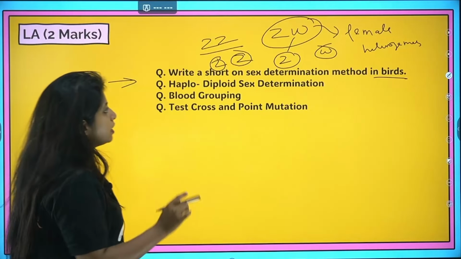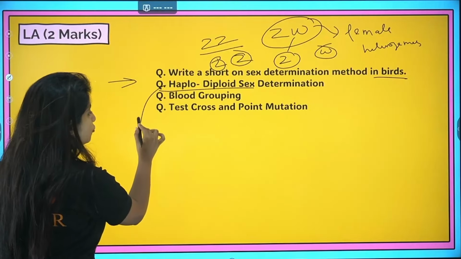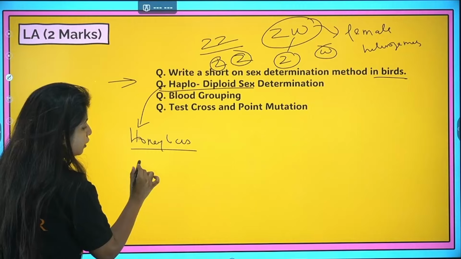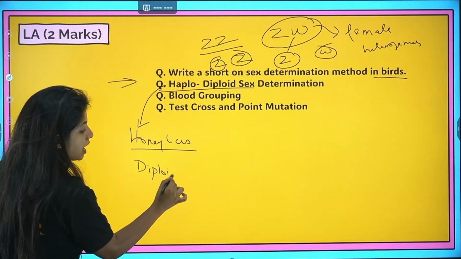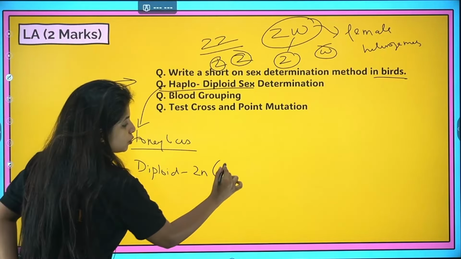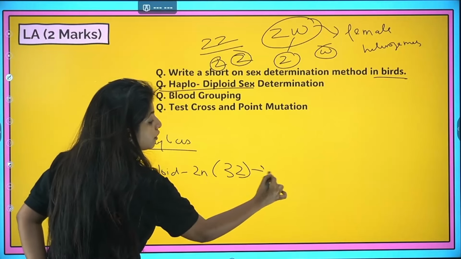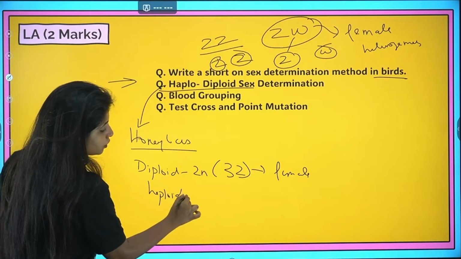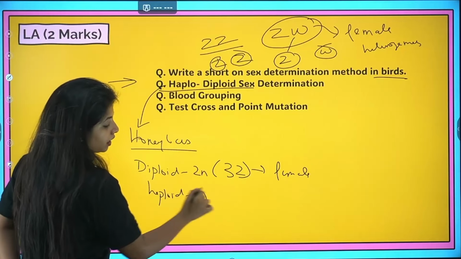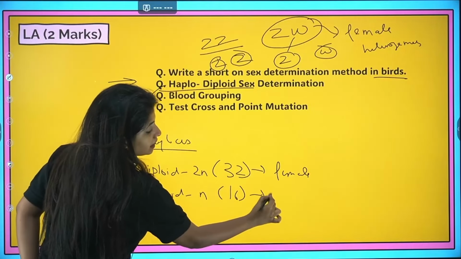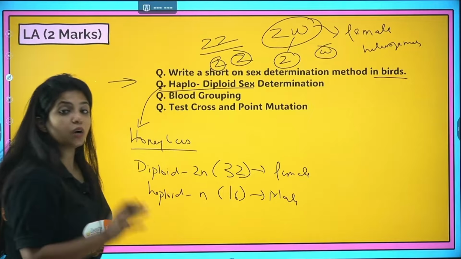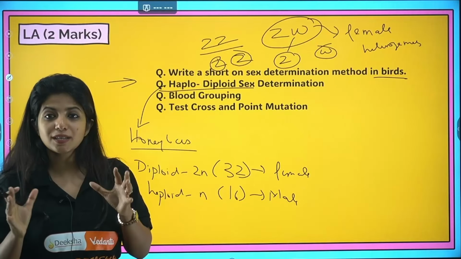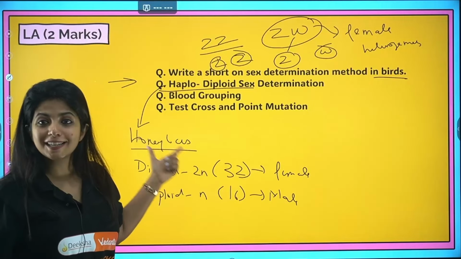Now, haplodiploid sex determination, where do you find it? You find it in the case of honeybees. What exactly happens over here? If it is diploid, that means it has double the number of chromosomes, so in them it is 32, and it would be a female. On the other hand, if it is haploid, that means they have half the number of chromosomes. Half of 2n is n, right? So they will have just 16. In that case, it will turn out to be a male. So depending on the number of chromosomes, it can be a female as well as a male. These things are very important. This you see in the case of honeybee.